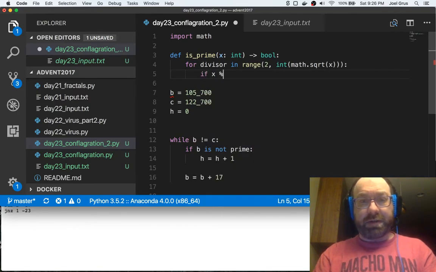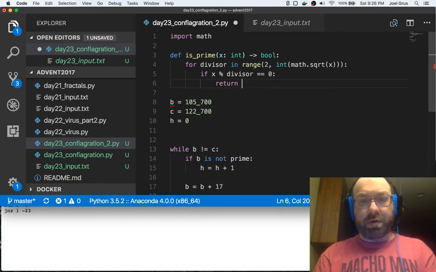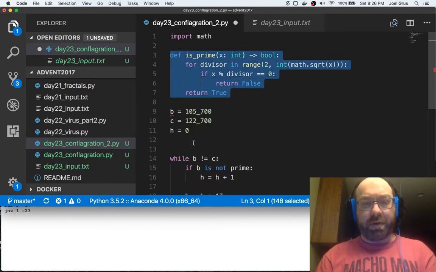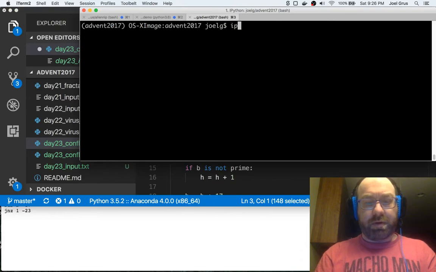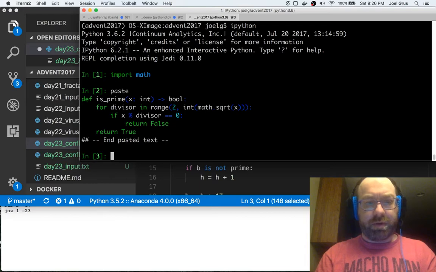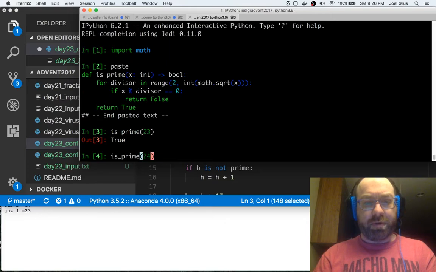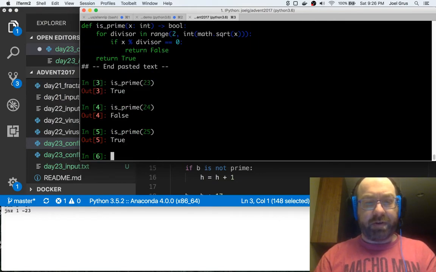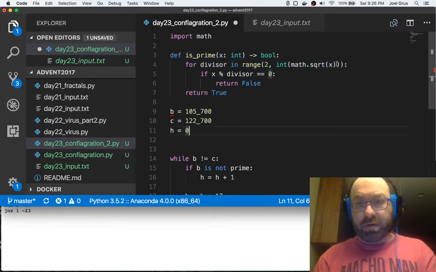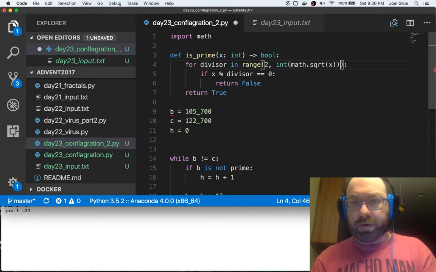If x mod divisor equals 0, return false, otherwise return true. So this is not the most efficient is_prime, but I think it works. Math. is_prime 23, true. is_prime 24, false. is_prime 25. Okay, so it doesn't work because I need to go up to 1 more than this.